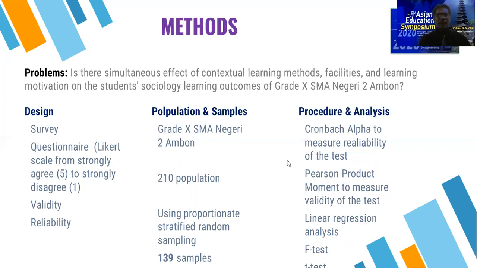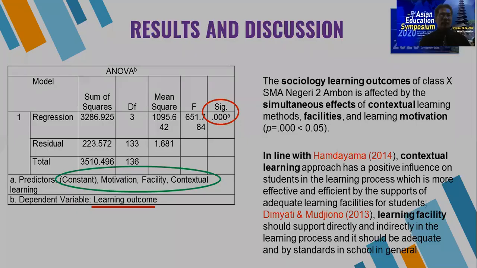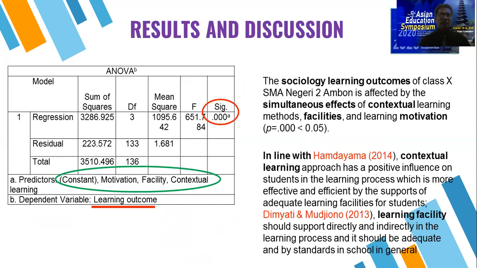All right, that's the methodology and the procedures of conducting the research and the data analysis. Based on the result of your data analysis using ANOVA, you can see here that the predictors are motivation, facilities, and contextual learning. We usually call these independent variables, while the dependent variable is the student's learning outcome. As we can see from the table here, the sig value, or probability, is about 0.000, which is less than 5%.